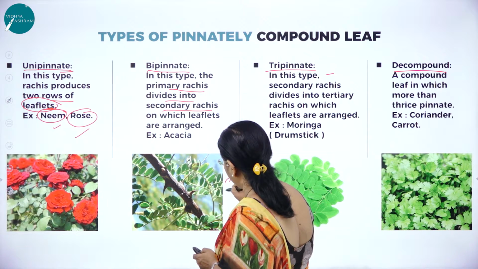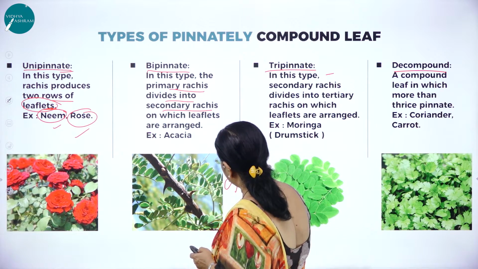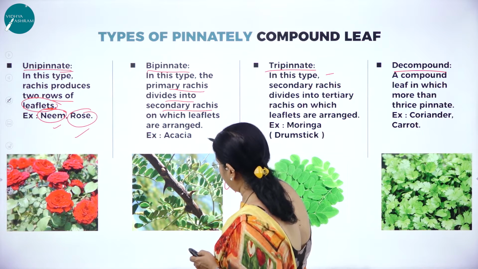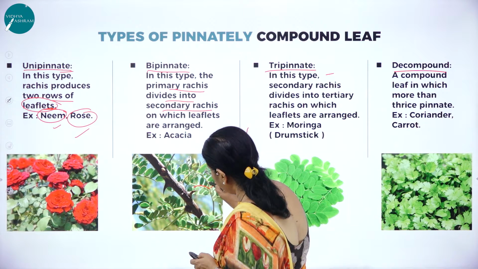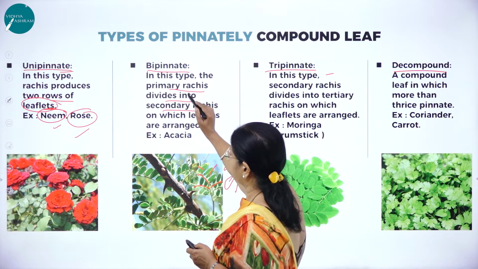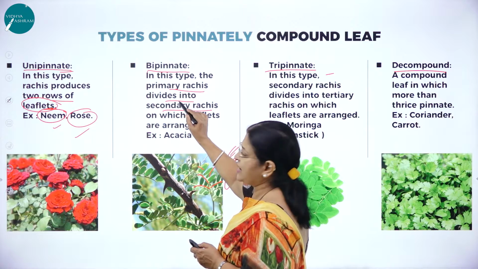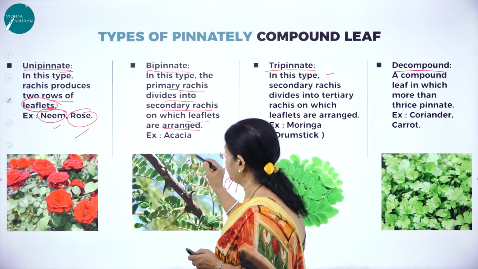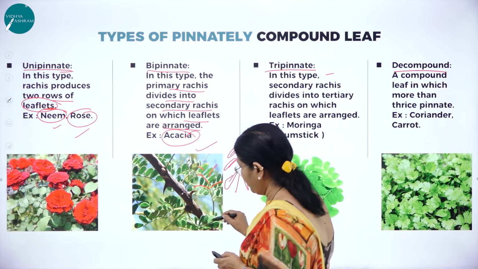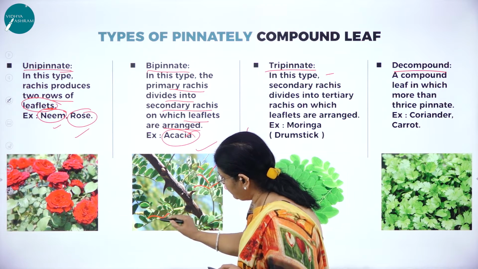This is called unipinnate. What do you mean by bipinnate? See here again it is branched. Here it is again branched. In this type the primary rachis divides into secondary rachis on which the leaflets are arranged. Example is acacia. Here you can see it is again divided.